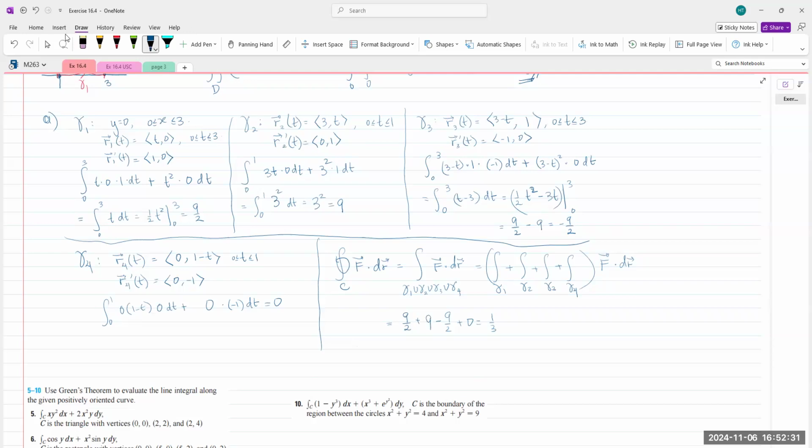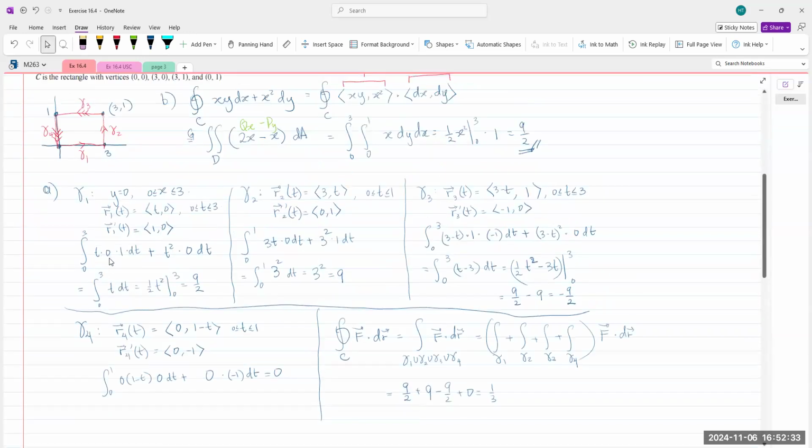Oh, this one is also 0. T times 0. What am I doing? T times 0, so this is 0. Miscomputation. Well, good thing I checked with my second method. So too many miscomputations. So we get 0 plus 9.